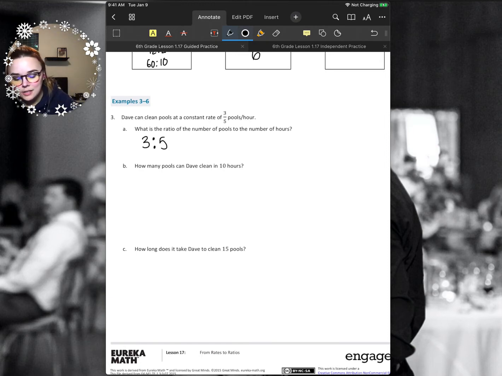So if Dave can clean 3 pools in 5 hours, in 10 hours, to get from 5 to 10, we're multiplying by 2. So we'll multiply 3 times 2. He can clean 6 pools.